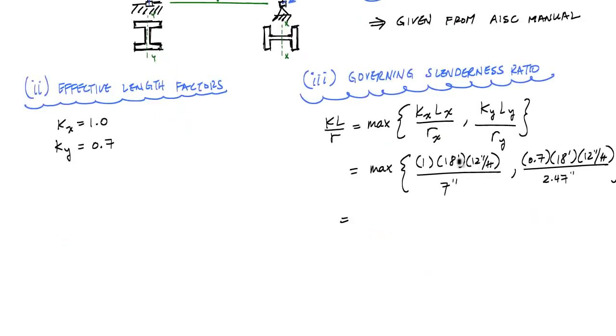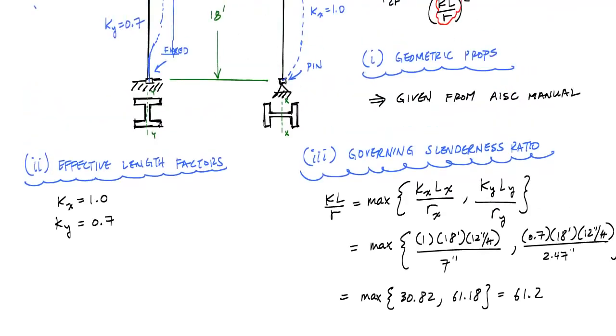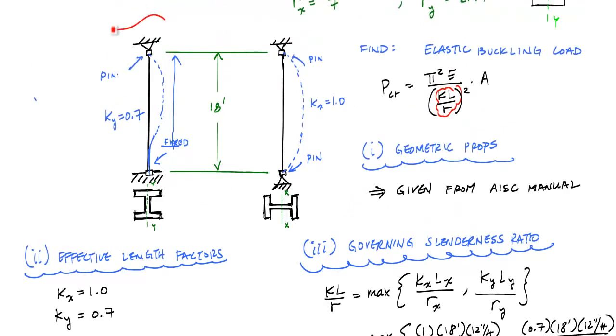So if I substitute the numbers here, the effective length factor of 1, the length 18 feet, the unit conversion, and then divided by the radius of gyration about the x, and then I do the same for the y-axis. Here I'm going to calculate that the slenderness ratio is the max of these two numbers. Notice it's the slenderness ratio, there's no units, so this is going to be 61.2, and that tells me that the weak axis governs. This large 61.2 tells me that the weak axis governs, and that means that my buckled shape, I anticipate, will look like here. This will be how my structure looks if it buckles.